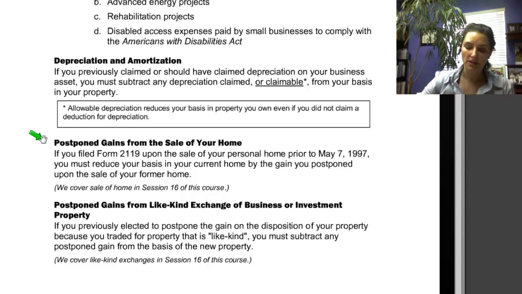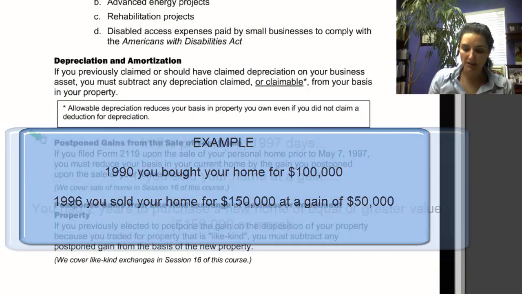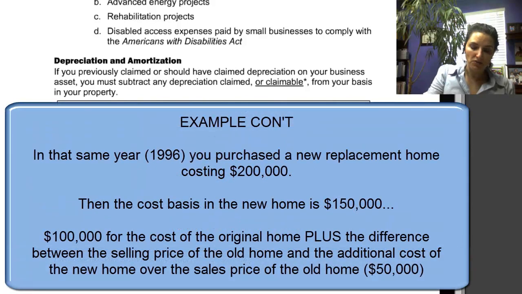So let's look at an example here. Let's suppose you have a house that you paid $100,000 for in the year 1990. And in 1996, you sold it for $150,000 so that you had a $50,000 gain. Well, under the rules that had existed in those days, you had 2 years to purchase a replacement home that cost $150,000 or more. So let's just suppose that in that same year, you purchased a new home costing $200,000.